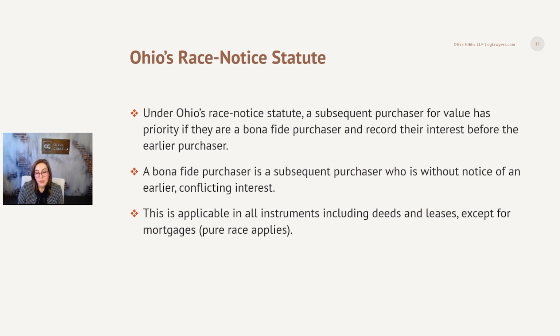Again, something most of us are familiar with here. The key thing to take away is that a bona fide purchaser is a subsequent purchaser who is without notice of an earlier conflicting interest. Essentially, the first one to record their interest is the one who will have the clear title. I do want to note that there is an exception for mortgages, which Josh Peterson will be briefly touching on next as he goes over different types of encumbrances.